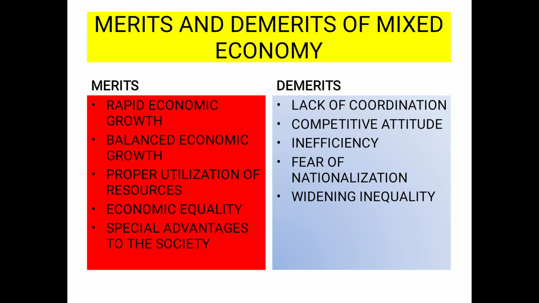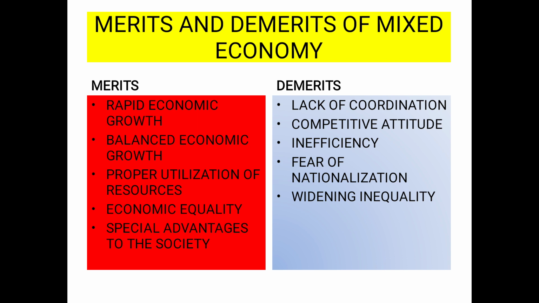Next one is balanced economic growth. Rapid, balanced. Look at the two words. Rapid, very fast. Balanced, there should be stability in the economy. So if you want to have a balanced growth, we should concentrate on the agriculture sector as well as the industrial sector, the service sector, all the sectors. Then only the economy will be balanced.